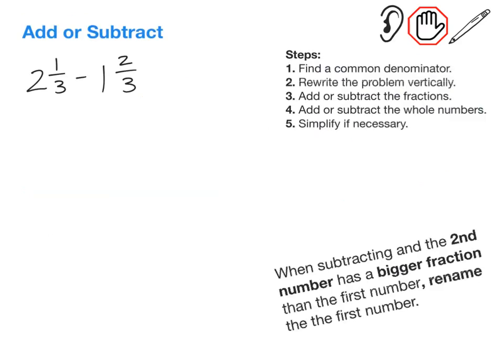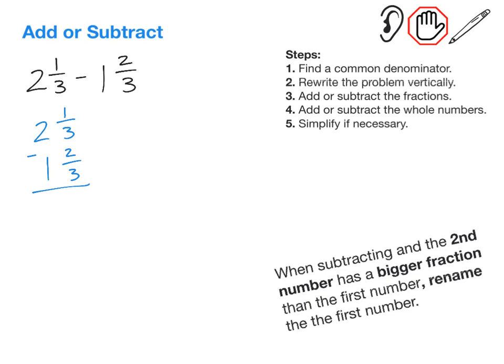Okay, for this problem, I want you to notice that the second number has a fraction that's larger than the first number, so 2/3 is larger than 1/3. This is going to present a problem for us moving forward as we try to solve the problem. So, first let me show you why, and then I'll show you how to fix it. If I write the problem vertically, 2 and 1/3, subtract 1 and 2/3, I see that I can't take 2/3 away from 1/3.